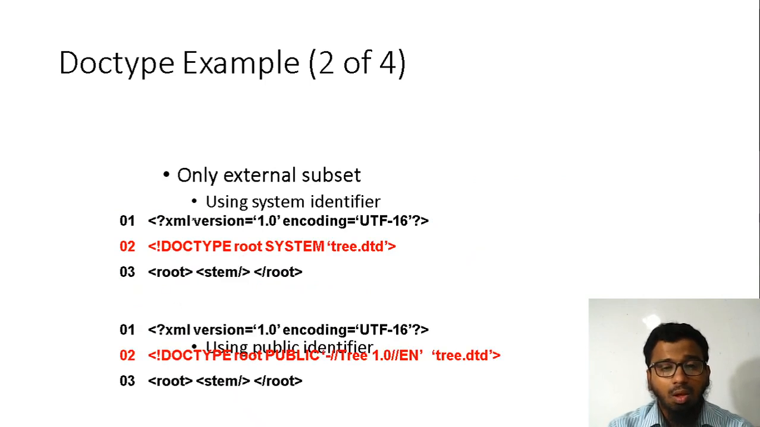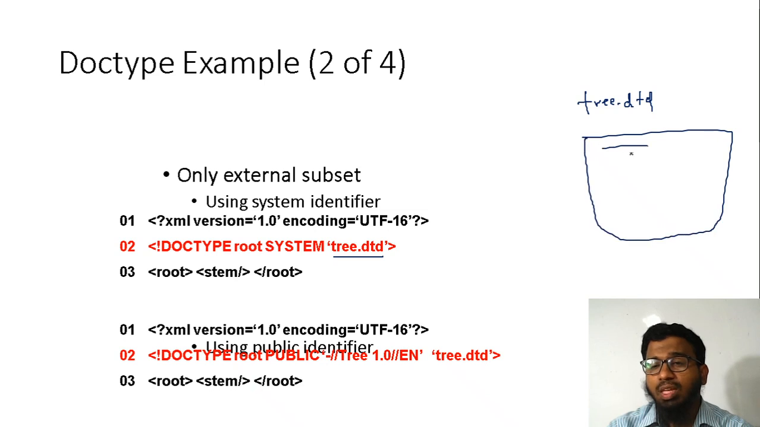Next, only external. What is external? DOCTYPE root SYSTEM tree.dtd. What is this tree.dtd? Already we have tree.dtd, another file. Okay, that we are referencing in our document. So here with the system identifier. Okay, with the system identifier.